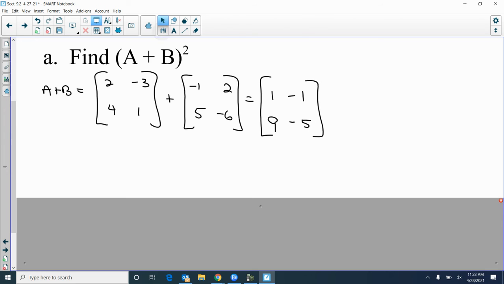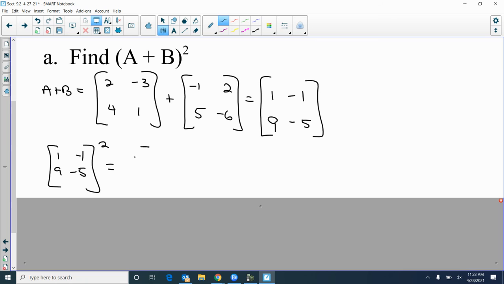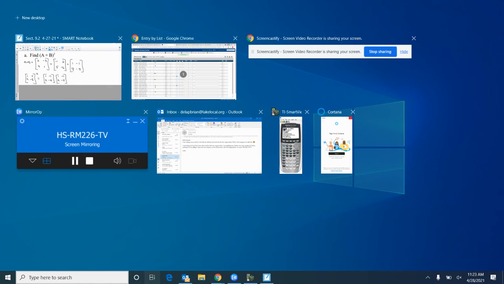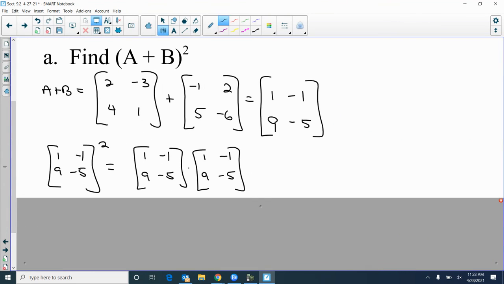Okay, if I'm going to take this [1, -1; 9, -5] and you square it, you've got to follow the definition of squaring. Definition of squaring means you multiply it by itself, right? So I'm going to have to write it twice. And so I've got [1, -1; 9, -5] times [1, -1; 9, -5]. And you've got to do row by column. Row by column. Okay, and that's going to give you a different answer than if you just square each individual term.